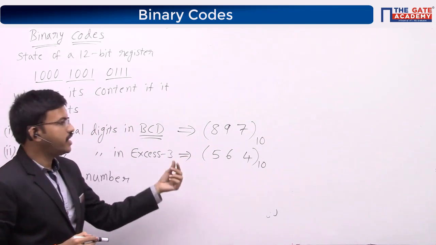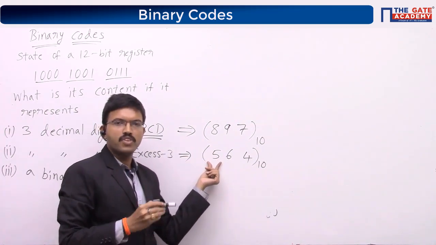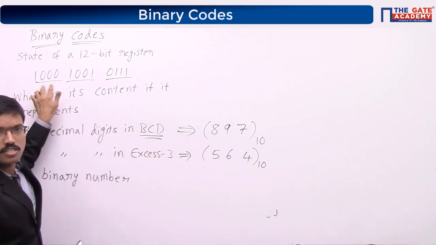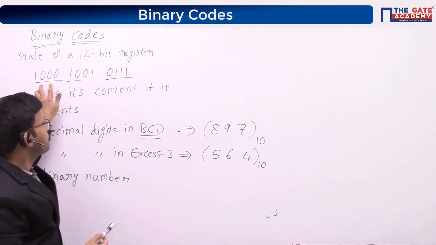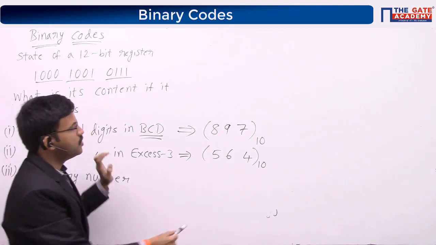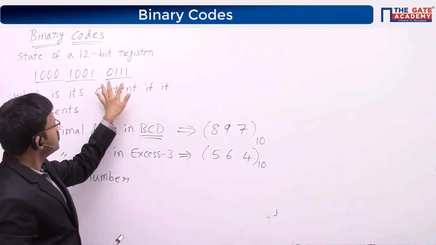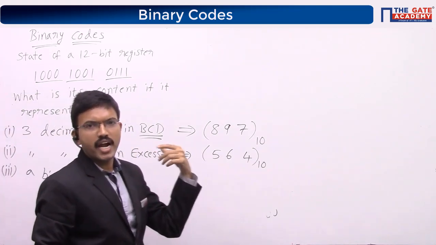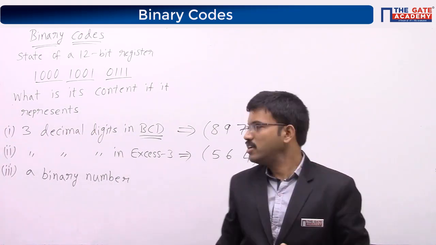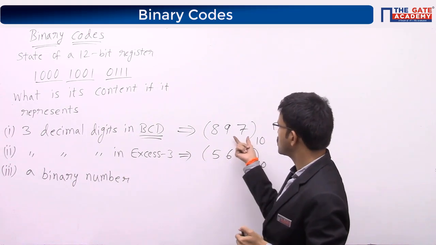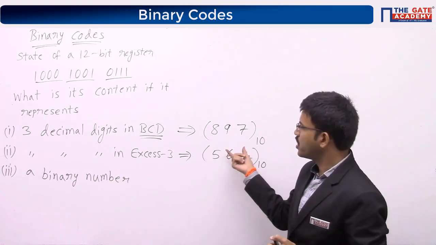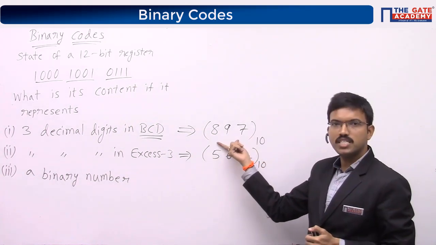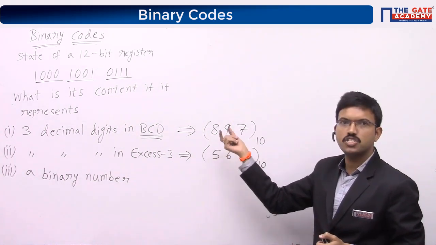If you go in the forward direction, I have the decimal digit 5 and I want to represent it in XS3. 5 plus 3 is 8. This one is 1000. Then 6 plus 3 is 9. 9 is nothing but 1001. Similarly, 4 plus 3 is 7. 7 is nothing but 0111. Like that, in the forward direction we are adding 3. In the backward direction, we have to subtract 3 from the corresponding decimal digits. Previously, I assumed this was the BCD code, so I got the decimal digits here. So you have to subtract 3 from each.